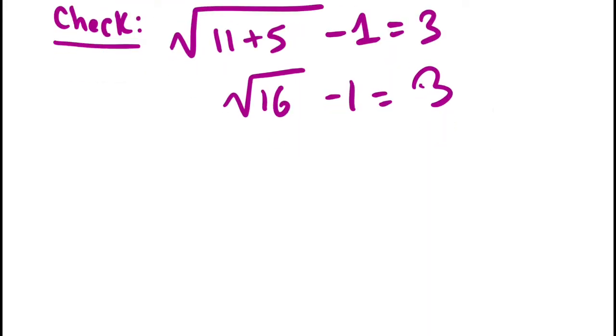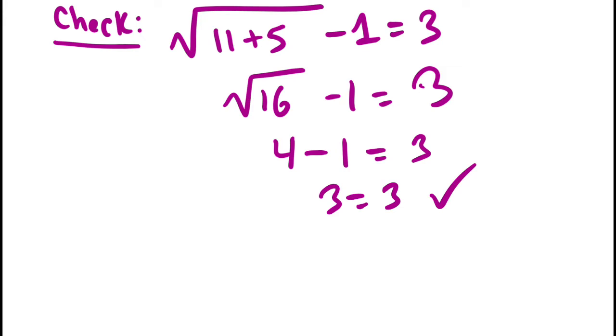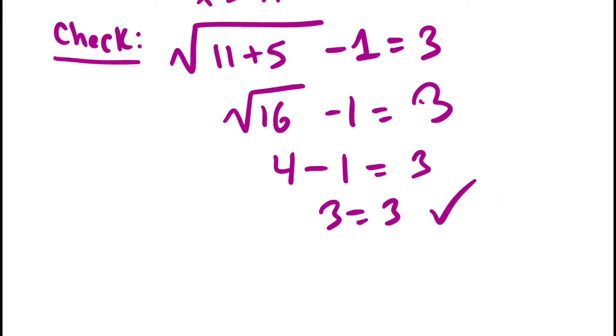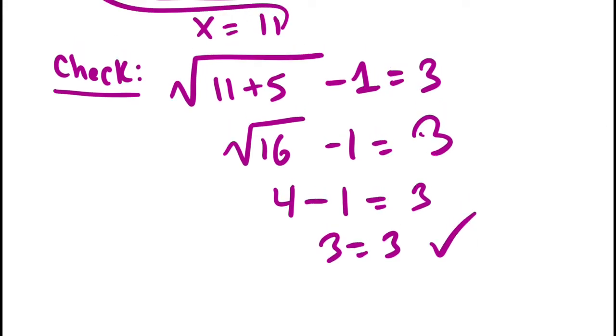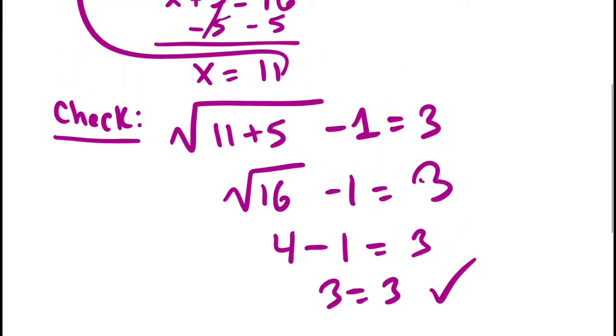And then the square root of 16 is 4. 4 minus 1 is 3. So 3 equals 3. So that checks out. So now if it didn't match up, if the left and the right sides did not match up, then we know that we have an extraneous solution. So therefore we can go ahead and confidently say that x equals 11 is actually one of our solutions.